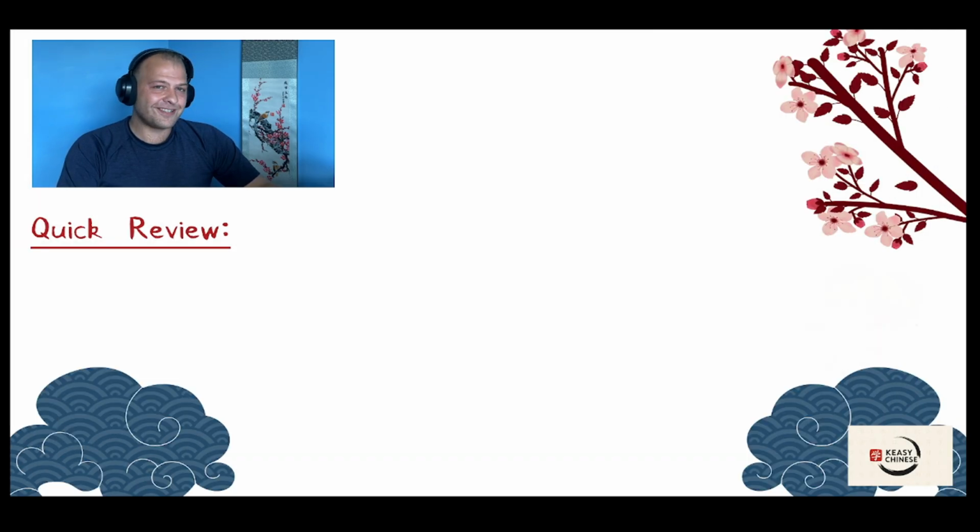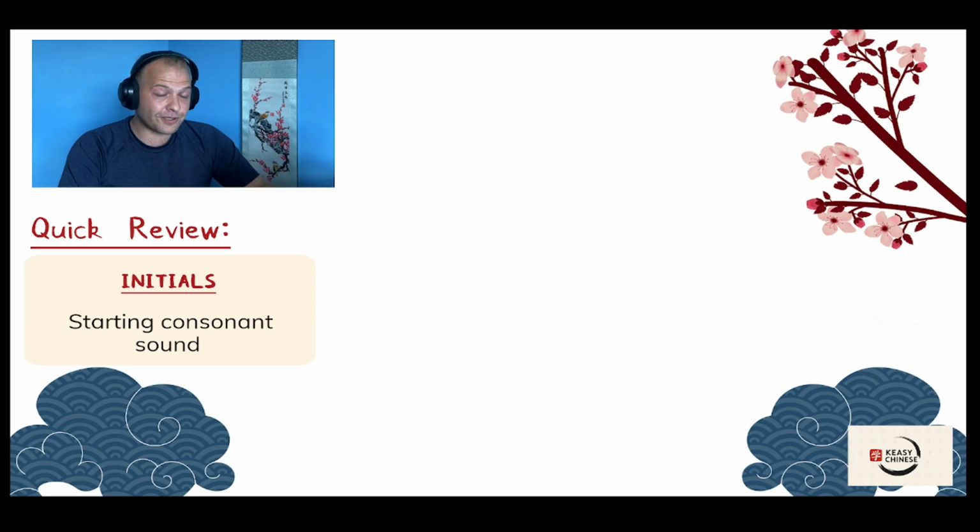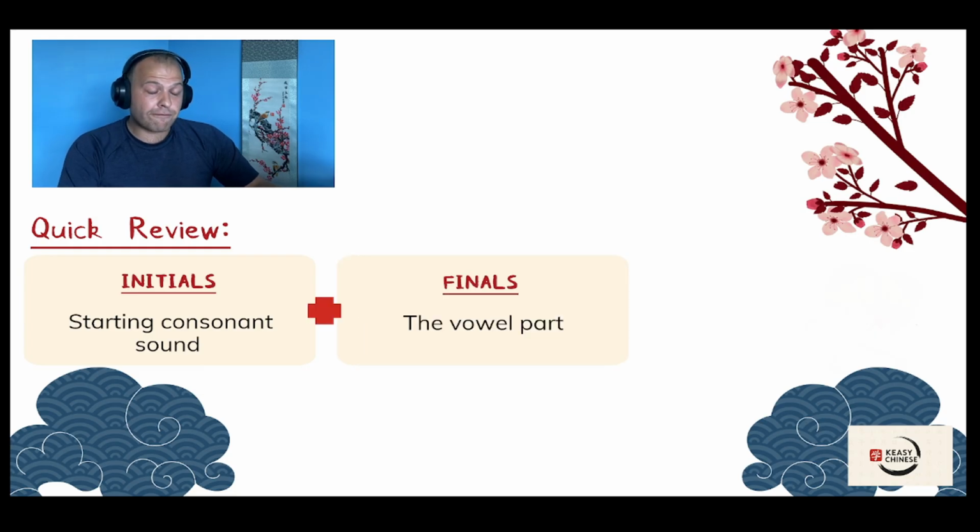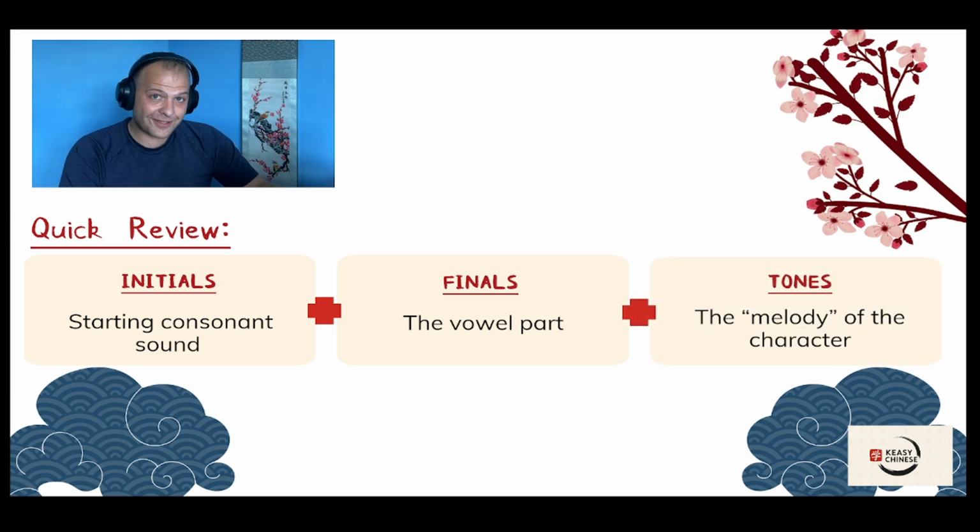Here we go. So a quick review. I've said it already before, initials and finals, but let's go into it again. So the initials, what are the initials? It's the starting consonant sound of the Chinese characters. And remember, each character is like a syllable in English language. With the initials, we then add a final. The finals are the vowel part of the characters. And finally, to these two, we add the tones, which give the melody of the character.